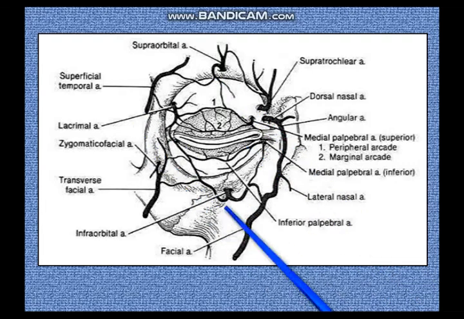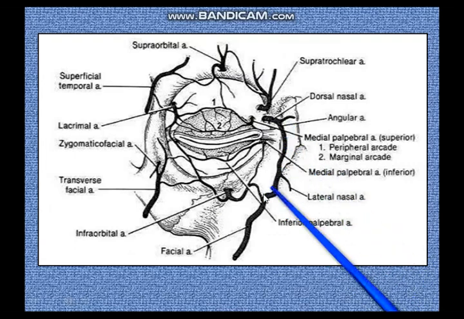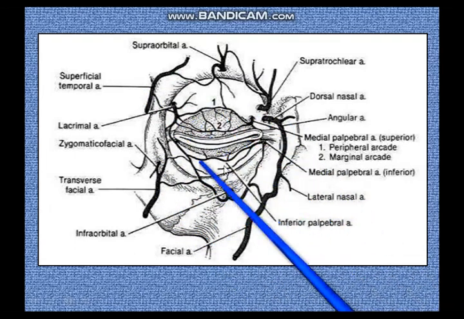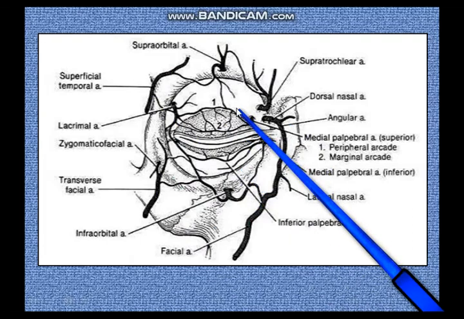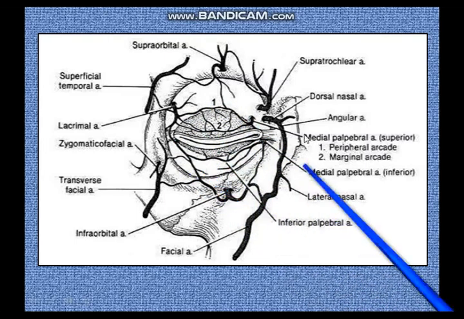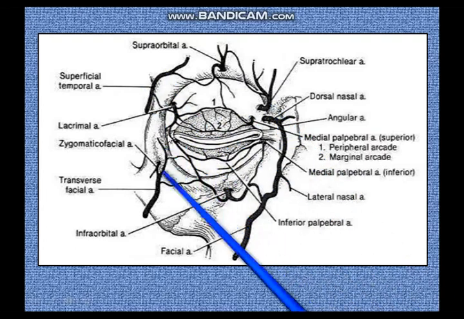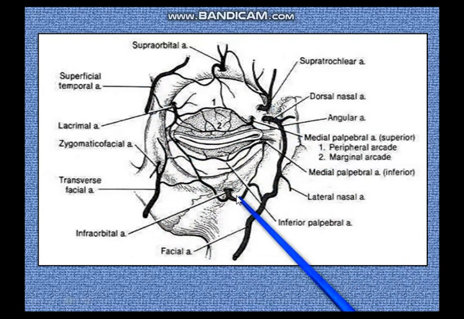The veins mainly follow the arteries, and they drain externally either into the facial veins or the superficial temporal or transverse facial veins, and some drain internally into the superior and inferior ophthalmic veins. So venous drainage is partly within the orbit into the superior and inferior ophthalmic veins, and partly outside the orbit to the facial veins and the superficial temporal veins and the transverse facial veins and the infraorbital.